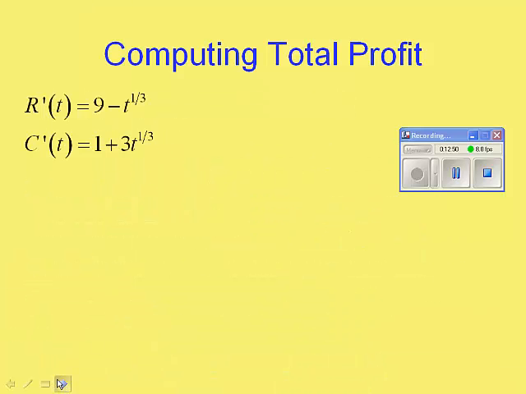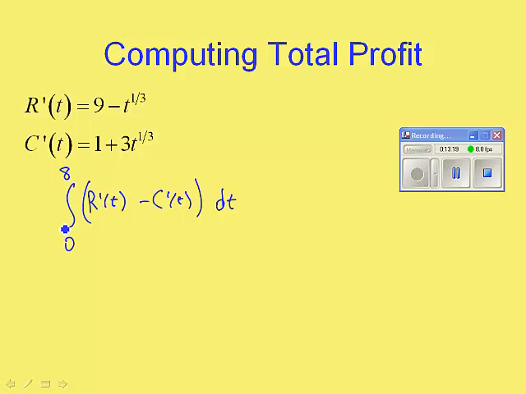So here, the next slide, we can work it out. We're going to integrate R prime of t minus C prime of t dt, from 0 to 8. I didn't know the 8 right away. I had to figure that out. First, I have to figure out how long we should have this company run. Now I'll figure out the profit.